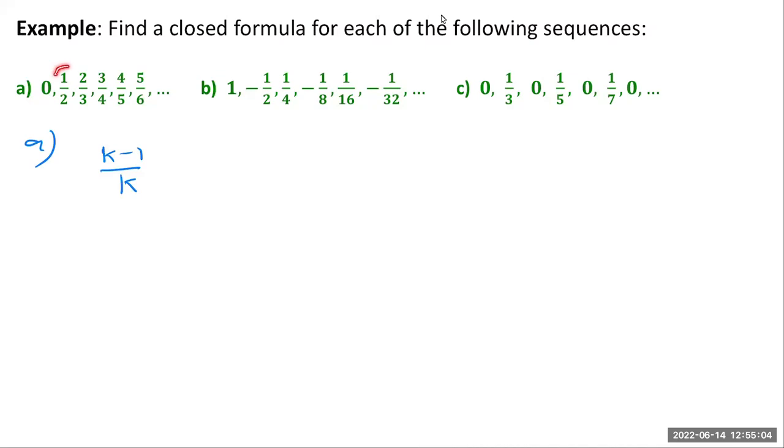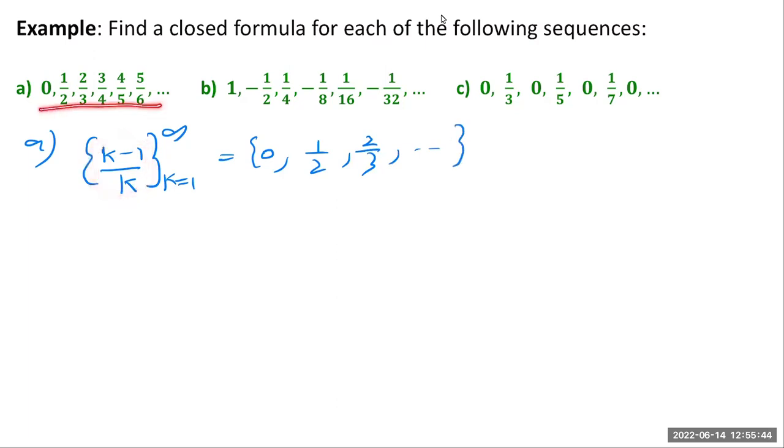We want our numerator to be 1 smaller than the denominator, right? Everywhere it is the same. So I try something like this: K minus 1 in the numerator, K in the denominator. That way you have your numerator 1 less than your denominator. Let's see whether this will generate the sequence for us. What happens if you try K equal to 1 to infinity? If you plug in K equal to 1, that will give you 0, right? Because 1 minus 1 is 0. Then plug in K equal to 2, that will give you 1 over 2. And then 2 over 3, and so on and so forth.